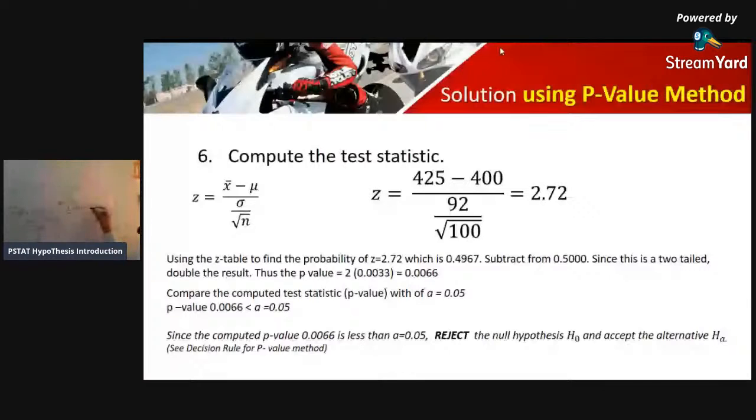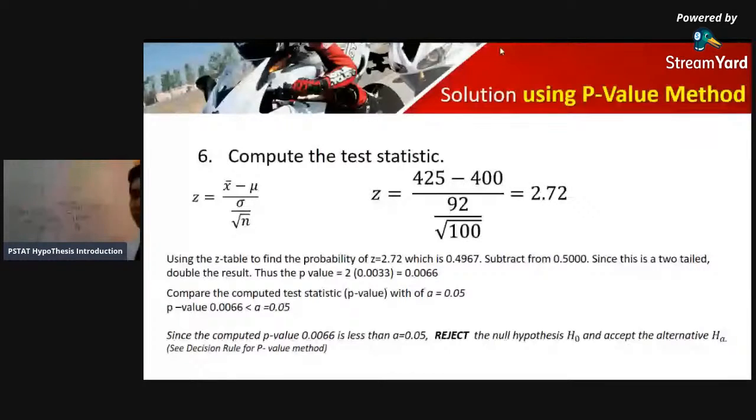So based on the rule, if the computed p-value is less than the alpha, then we reject the null hypothesis. We accept the alternative. The interpretation is actually the same. This is just to show you that using the two methods, the result is the same.